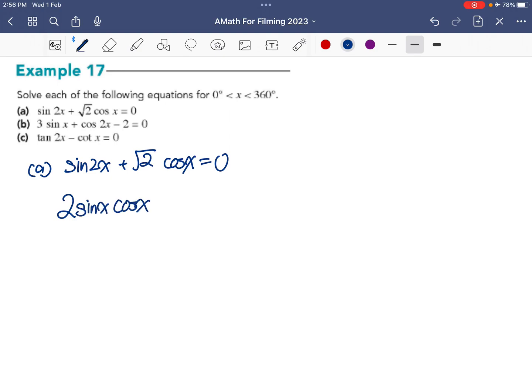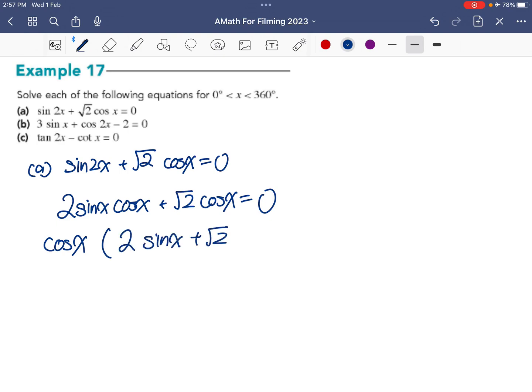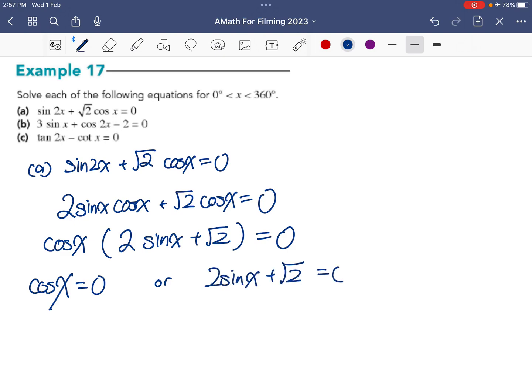What I can do first is this. Sine 2x gives me 2 sine x cosine x plus square root 2 cosine x equals 0. Notice that the common factor is cosine of x. So I factorize cosine of x, and I'm left with 2 sine x plus root 2 equals 0. So cosine x equals 0, or 2 sine x plus root 2 equals 0.